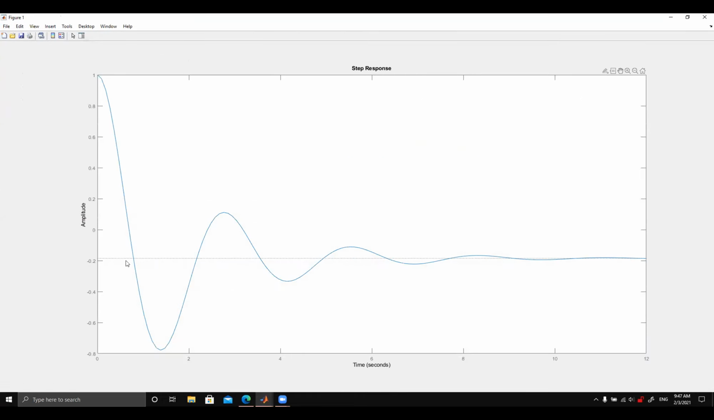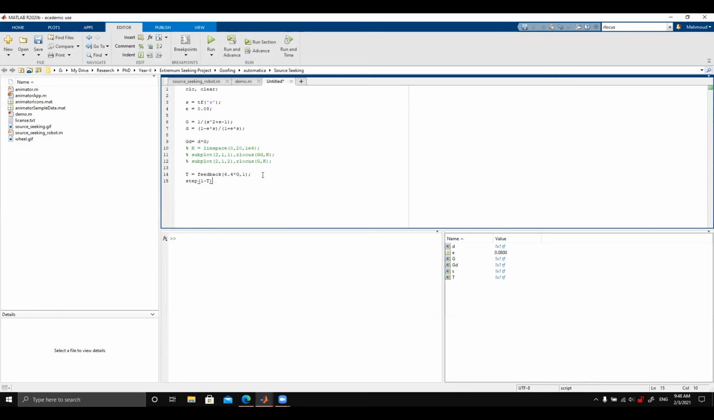We see that the steady state error is 0.19, something like that, right? Like if we look at characteristics, the steady state, we'll see that the steady state is negative 0.185, which is like 8.5% higher than what we want, right?